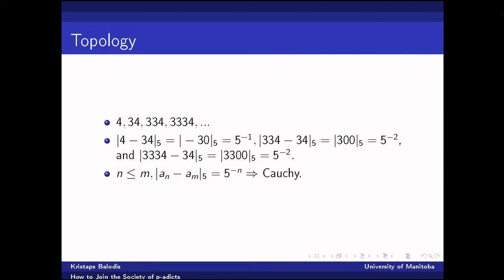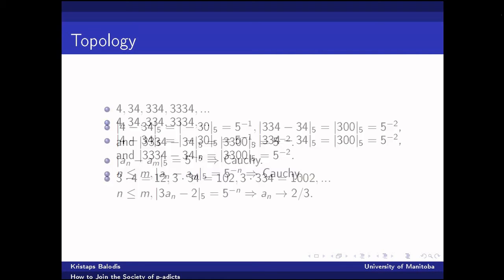In other words, what this says is you pick some n, which is smaller than m, and you take a sub n minus a sub m. Well, we know that it's completely determined by the smaller of the two. So if n is the smallest index, we know the 5-adic valuation will be 5 to the negative n. And therefore, it doesn't matter what m is. So in other words, we've shown that this sequence is actually Cauchy.